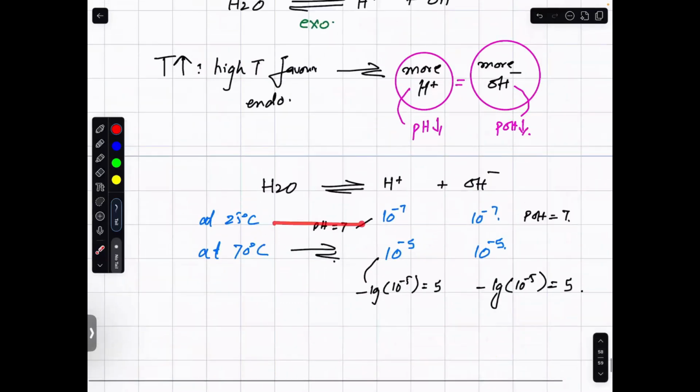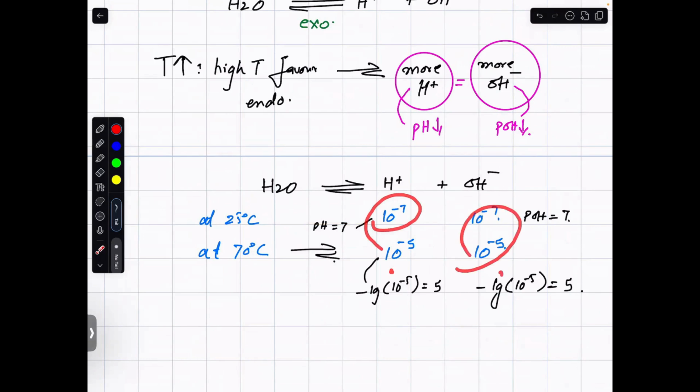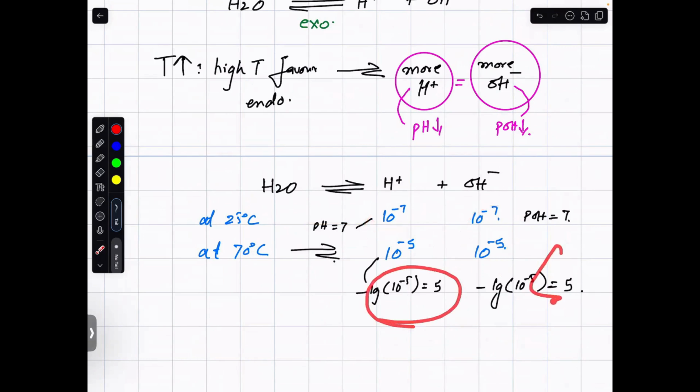When the temperature increases, the H plus will increase, the OH will increase, the pH will decrease, the pOH will decrease, the ratio remains same. One thing.